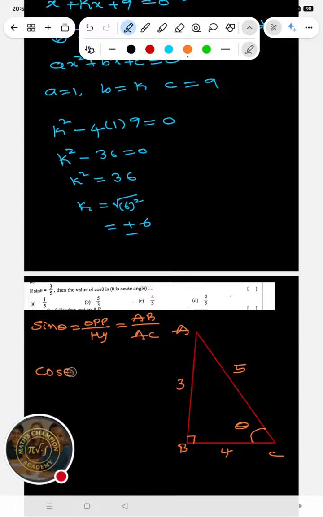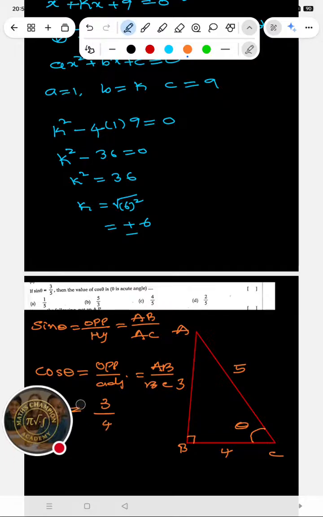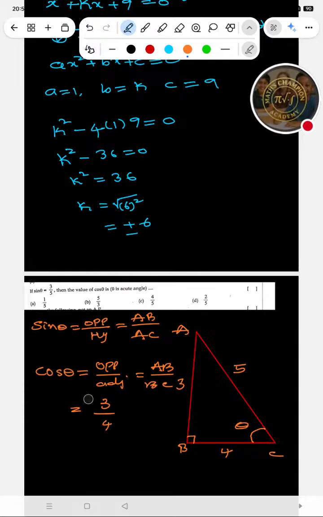Cos theta is equal to adjacent by hypotenuse, that is BC by AC. Here AB is 3 and BC is 4. Then cos theta is equal to 3 by 4.